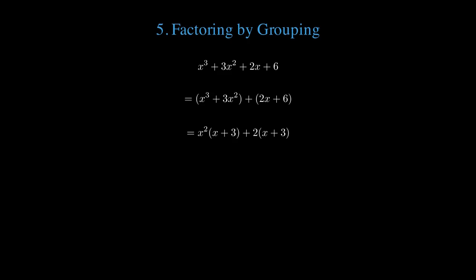For four-term expressions, we use factoring by grouping. Consider x cubed plus 3x squared plus 2x plus 6. First, group the first two terms and the last two terms. Factor each group: x squared times x plus 3, plus 2 times x plus 3. Since x plus 3 is common, we factor it out to get x squared plus 2 times x plus 3.